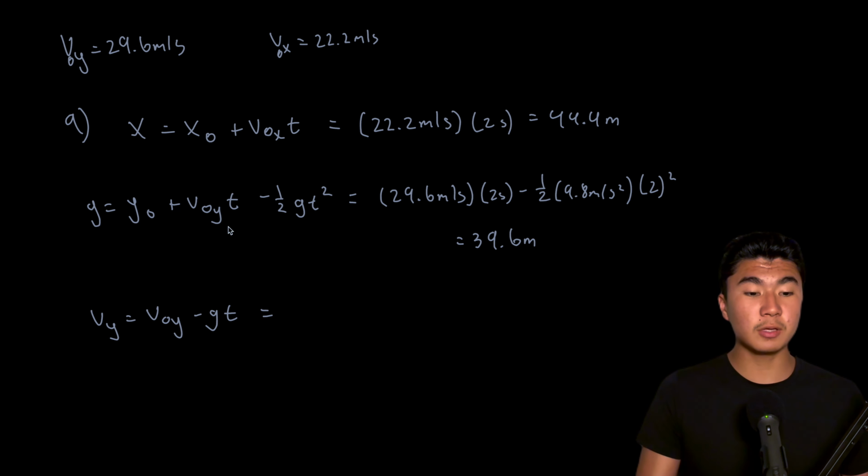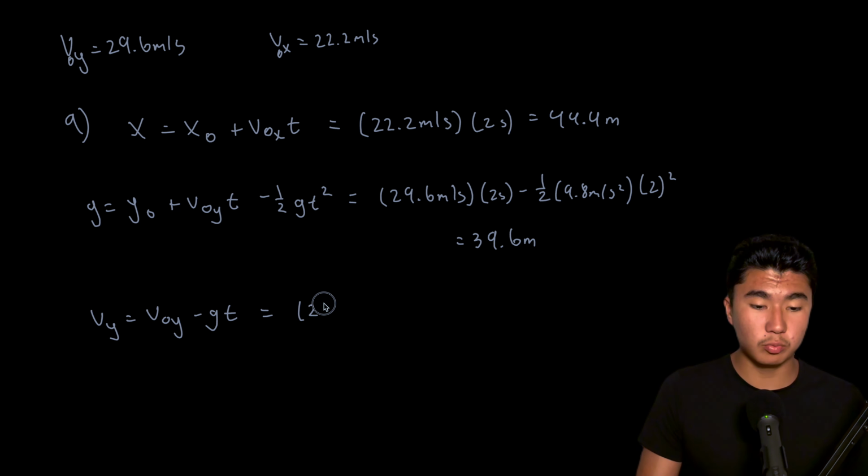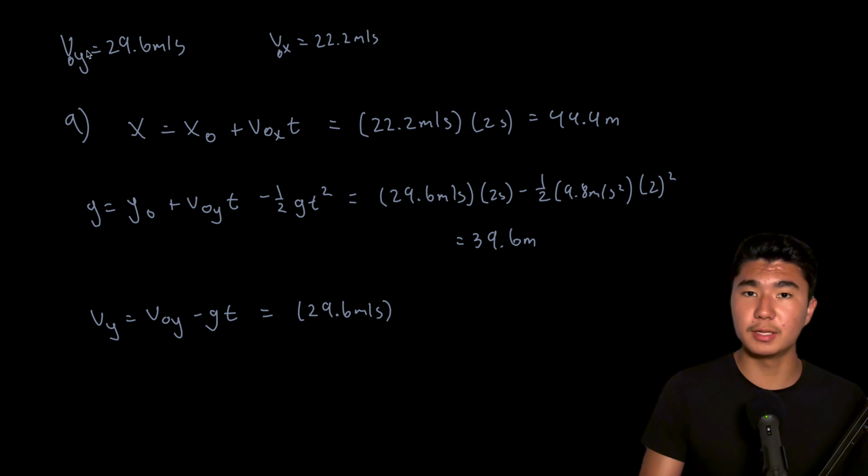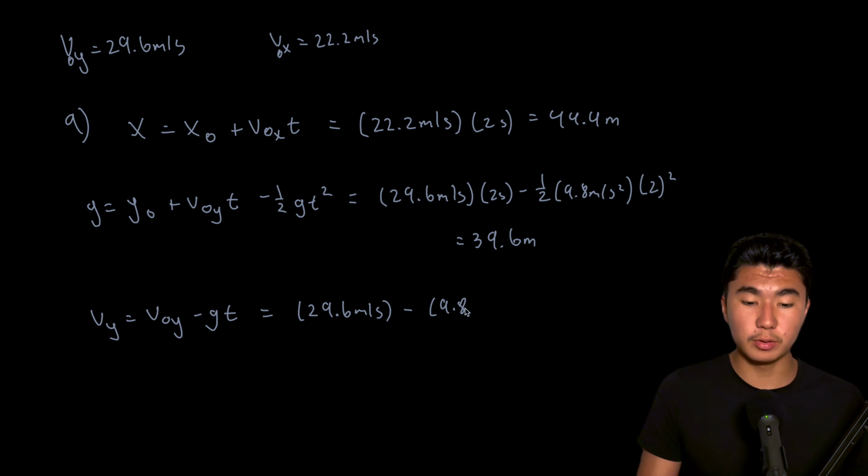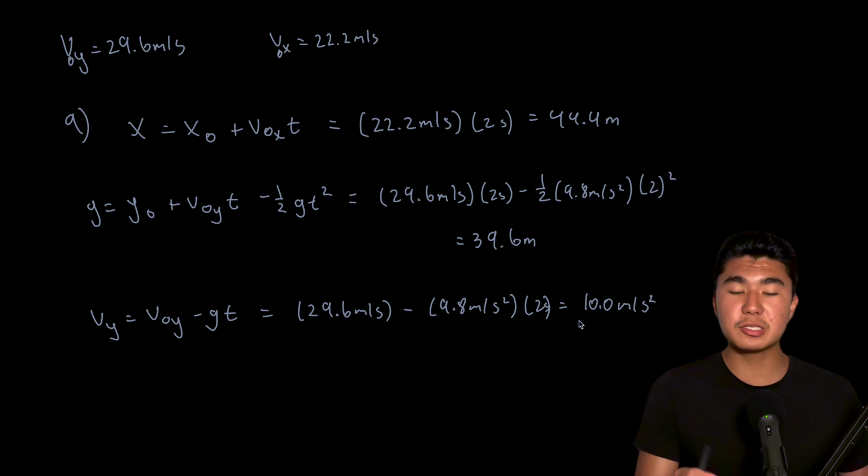So our initial velocity in the y-axis is 29.6 meters per second, and over here I think I forgot to put the initial velocity, but that's an error on myself. This is supposed to be the initial velocity over here, so this is going to be minus 9.8 meters per second squared, and we're looking at time 2 seconds. And when you do the math, you're going to get 10.0 meters per second. And that is our velocity at time equals 2 seconds.